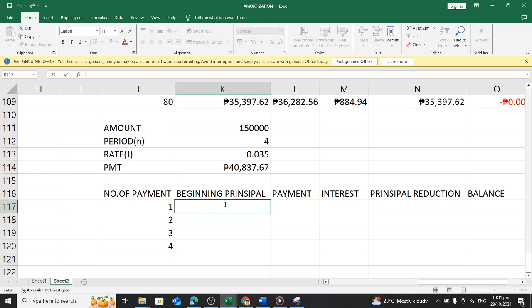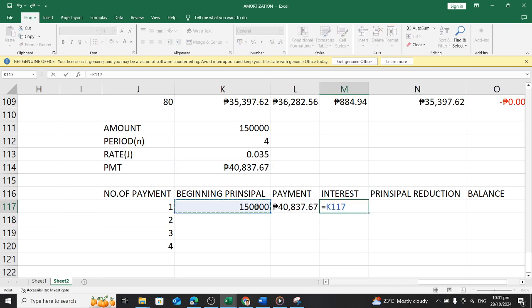Now, what is our beginning principal? So our beginning principal is equal to 150,000. So you press equals and then press our present value. Our payment, what is our payment? 40,837.67. Since that is a constant value, every period ang imo ginabayaran constant, kinahanglan siya nga naay dollar sign. So before the K, press dollar sign, and before 114, press dollar sign. Press enter.